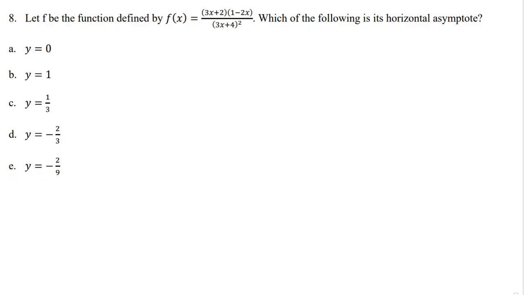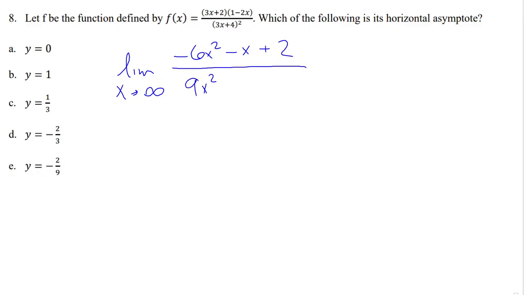For number 8, we want to figure out which of these things is a horizontal asymptote. So again, this is just a limit as x approaches infinity here. Now, in order to actually evaluate this limit, let's distribute out the function. So 3x times -2x is going to be -6x squared. And then 3x times 1 and -2x times 2 gives us a -x. And then we have a plus 2. And then it's all over, that's just a perfect square trinomial, right? So 9x squared plus 2 times 3 times 4, 24x plus 16.